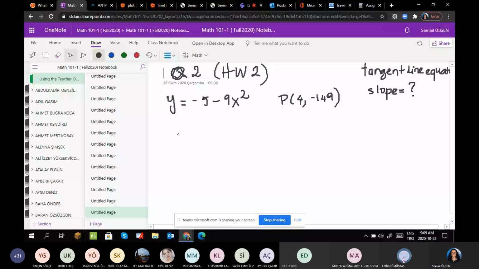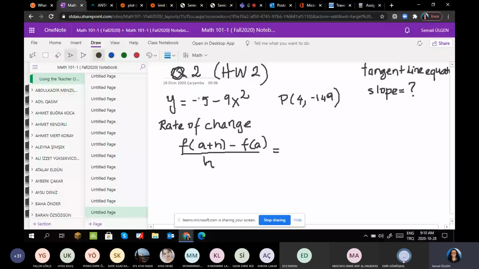Okay, in chapter 2, we have not covered the derivatives yet. If we knew the derivatives, then this would be easy, but we don't know the derivatives, so we are going to look at the rate of change. Okay, do you remember this ratio, f of a plus h minus f of a over h? Okay, this is the rate of change formula. We are going to use that. So this is our f, and our point a is 4.